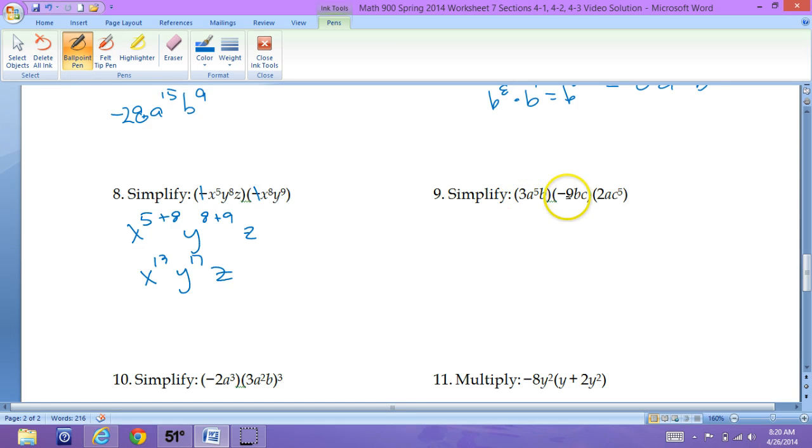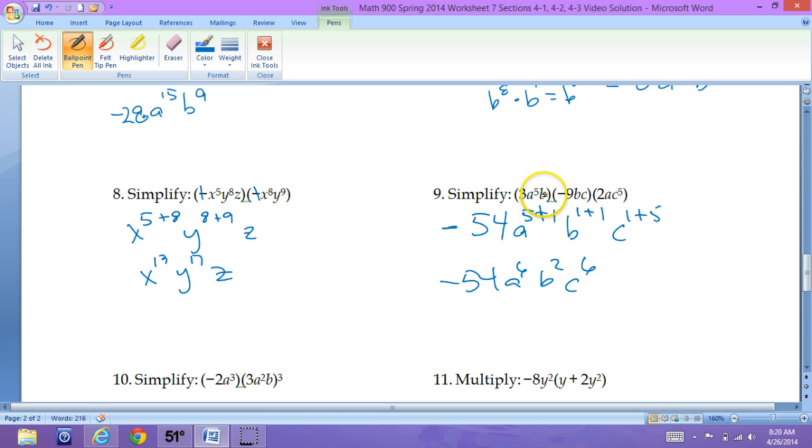So now we have 3 times negative 9 times 2. So there's one negative sign, so the answer is negative. So 3 times 9 is 27. 27 times 2 is 54. And for some reason, this comes up a lot. So we have a to the 5 plus 1. Right here is the plus 1. b to the 1 plus 1. And then we have c to the 1 plus 5. So it's negative 54, a to the 6, b to the 2, c to the 6.